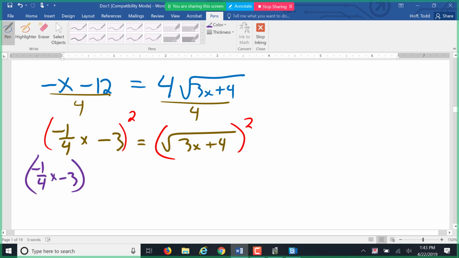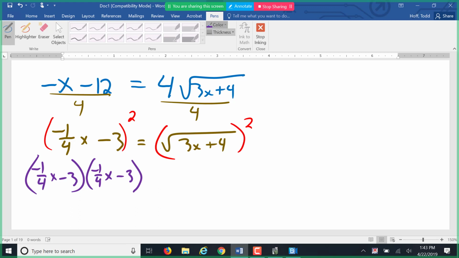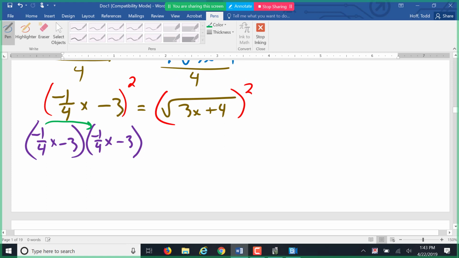Negative 1/4 x minus 3 squared is negative 1/4 x minus 3 times negative 1/4 x minus 3. Negative 1/4 x times negative 1/4 x is a positive 1/16 x squared. Negative 1/4 x times negative 3 is a positive 3/4 x. Negative 3 times negative 1/4 x is another positive 3/4 x. And negative 3 times negative 3 is a positive 9.